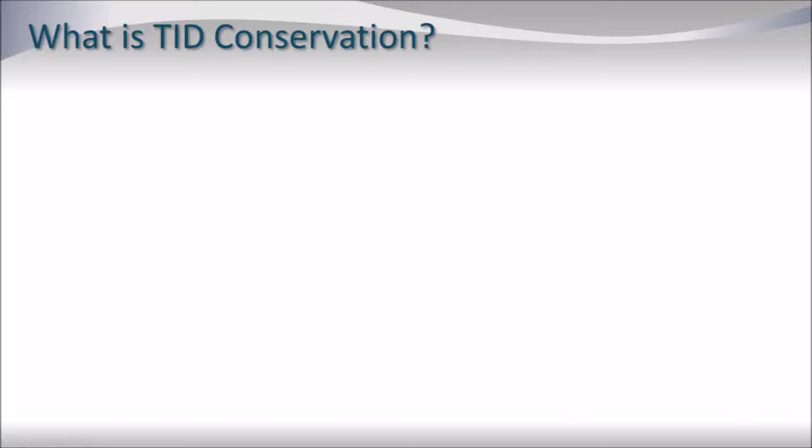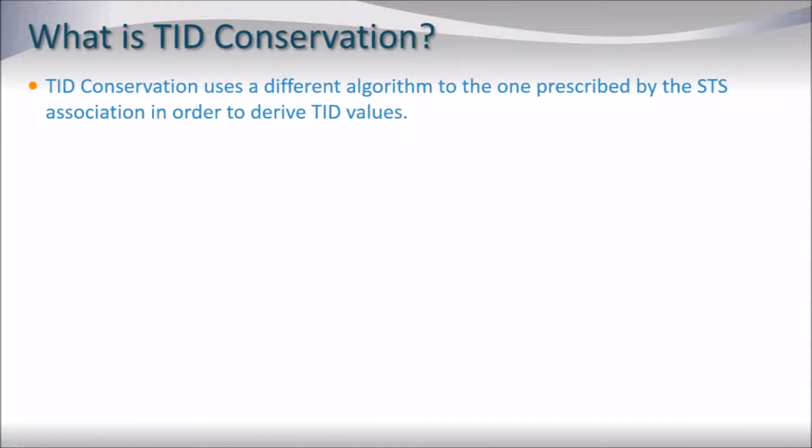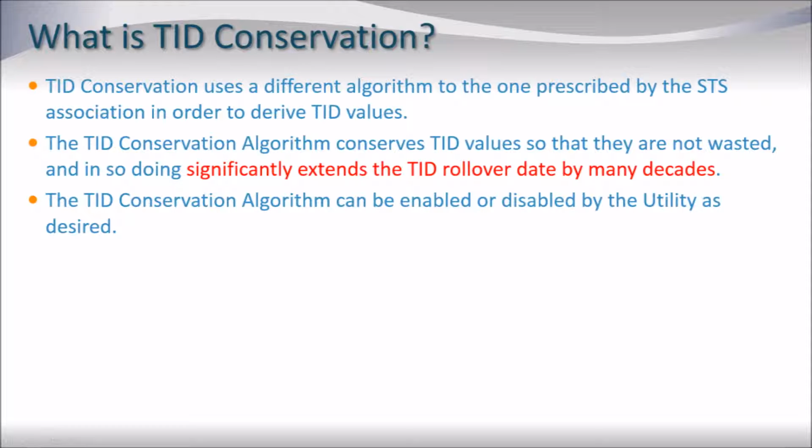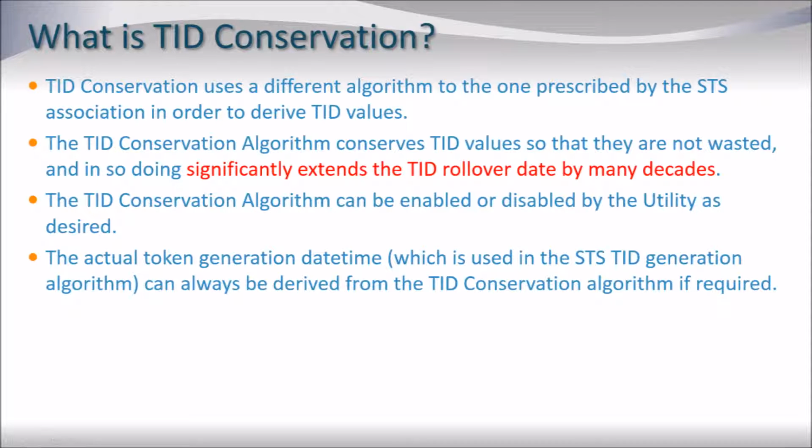What is TID conservation? Well, TID conservation uses a different algorithm prescribed by the STS Association in order to derive TID values. The TID conservation algorithm conserves TID values so that they are not wasted, and in so doing, it significantly extends the TID rollover date by many decades. The TID conservation algorithm can be enabled or disabled by the utility as desired. The actual token generation date time, which is used in the STS TID generation algorithm, can always be derived from the TID conservation algorithm if required, so you can always work backwards.